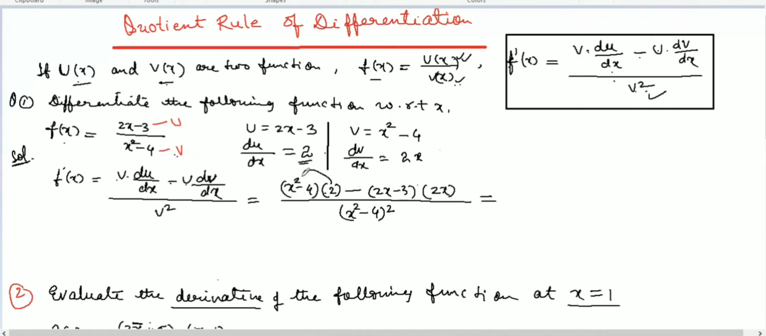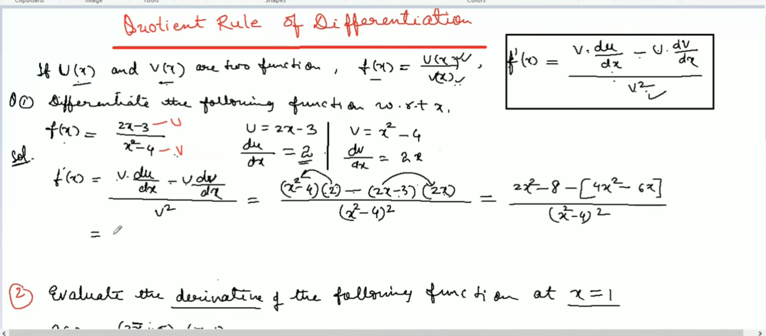So 2 will be multiplied by x square, which is 2x square, minus, I will have to give this minus sign, and then 2 multiplied by 4 will be 8, then minus here. So keep it inside the bracket, do all the multiplication inside the bracket first, and then we will open the bracket. So inside the bracket, this 2x will multiply by this 2x, which will give me 4x square, and then minus 3 multiplied by 2x, so minus 6x. Close the bracket, and over (x square minus 4) whole square.